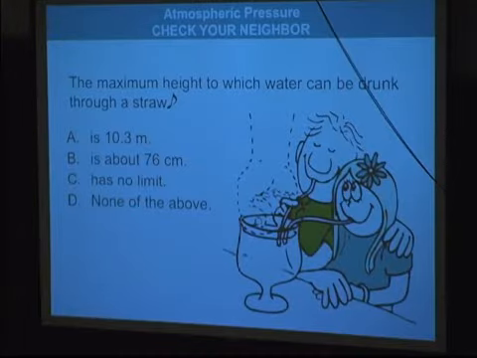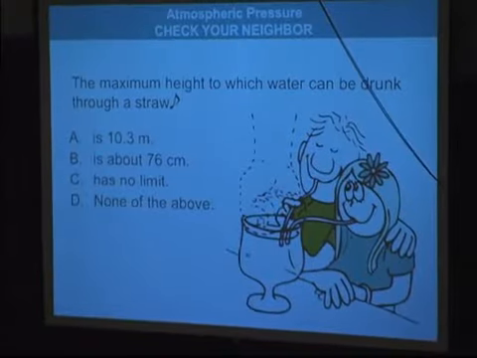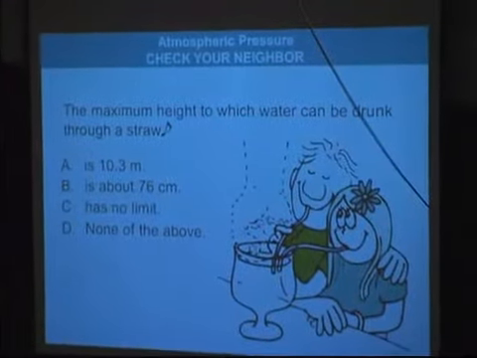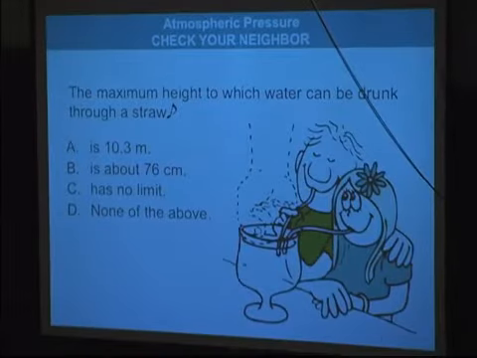10, 9, 8, 7, 6, 5, 4, 3, 2, 1. Okay. 39% thought A, 35% thought C, no limit. That was the majorities.